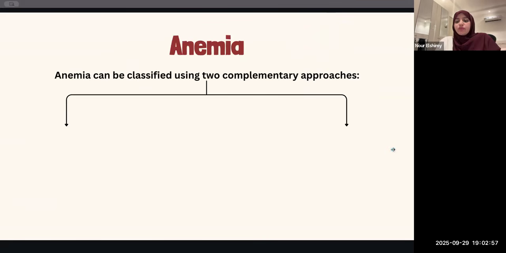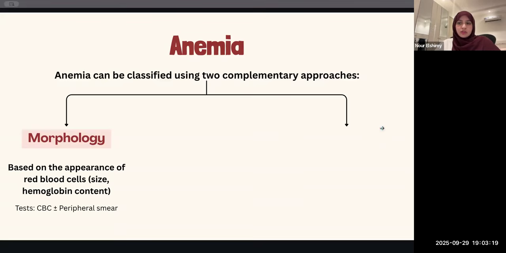So, as a physician, for you to be able to classify anemia, you're going to have to use two complementary approaches. First off, you have the morphology. And morphology is technically the study of the structural features or different characteristics of the cells in our body. So it's based on the appearance of our red blood cells. So size, the hemoglobin content, and so on. And in order for us to be able to distinguish that, we're going to have to run some tests, including CBC and sometimes peripheral smear, which is basically the appearance of cells under the microscope.